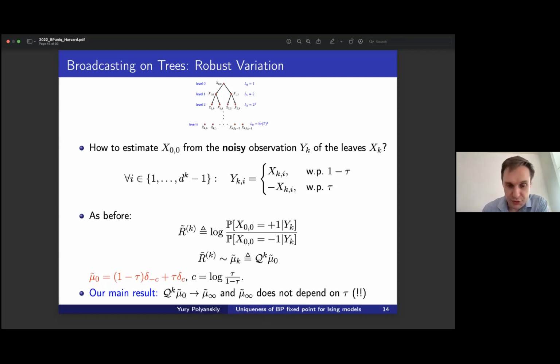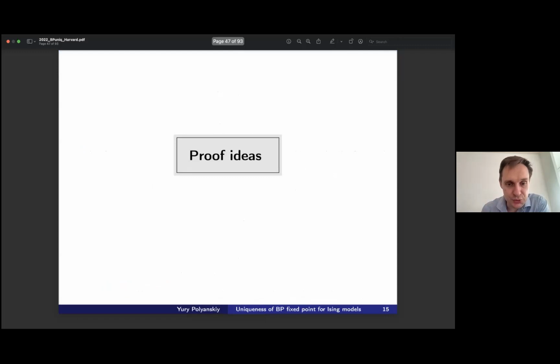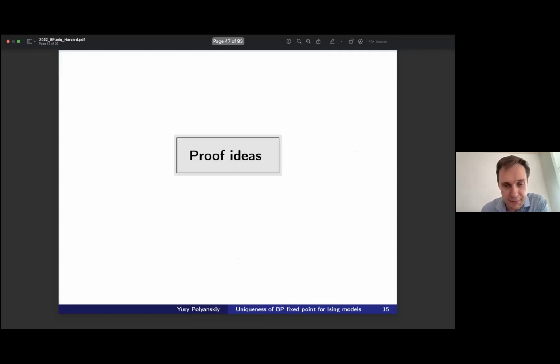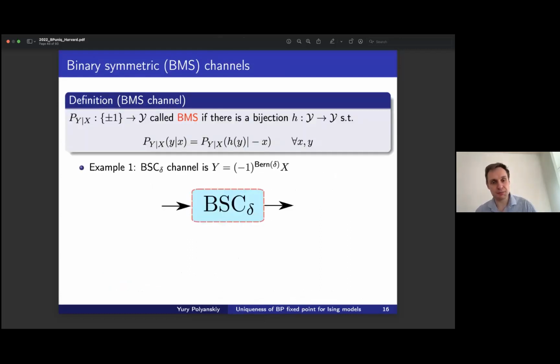Okay, so hopefully I convinced you that this is an interesting question, which has some funny implications. So let me tell you a little bit about the proof ideas. To start with the proof ideas, I need to introduce some concepts, and it looks like I need to go a little bit fast.